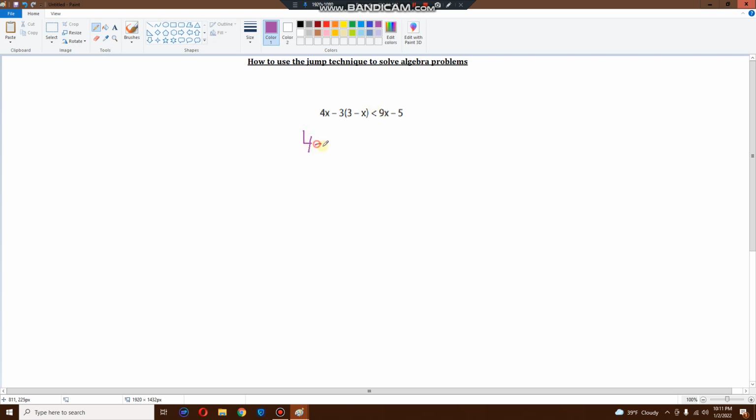So 4x minus 3 times 3 is minus 9. And minus 3 times minus x is positive 3x. Less than 9x minus 5. Alrighty. Now before I do anything, I should check for like terms. I have 4x over here, I got 3x over here. Why not just add them? Let me add them up. 4x plus 3x becomes 7x. I'm just combining like terms.